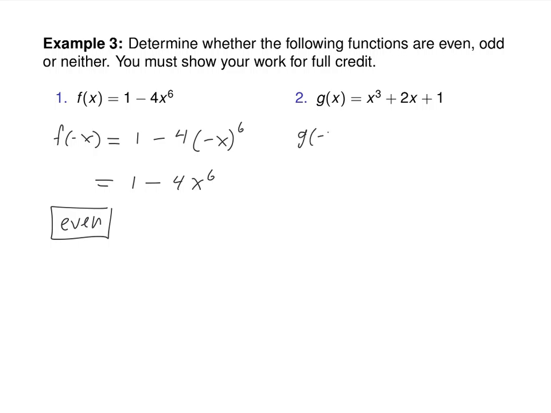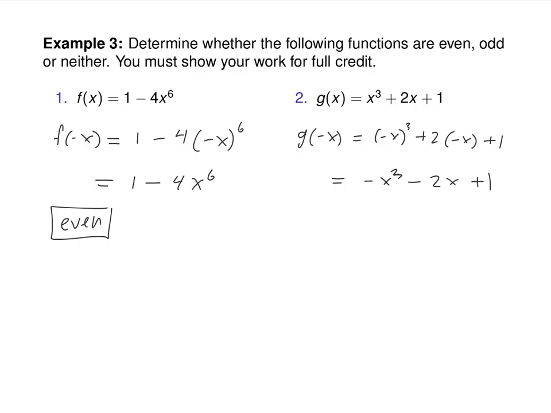All right, negative x cubed plus 2 times negative x plus 1. So will the result of cubing negative x be positive or negative? Negative. Next one will also be negative, and the 1 stays positive.